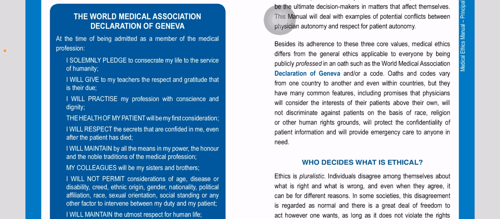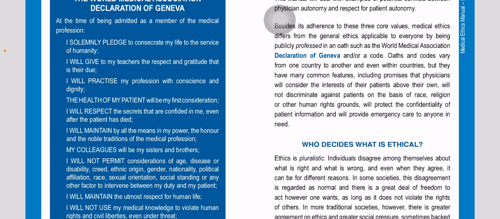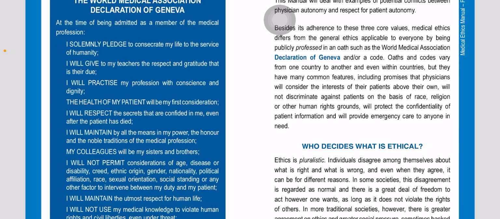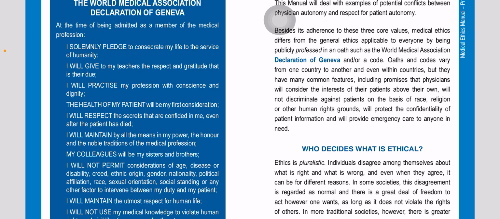At the time of being admitted as a member of the medical profession, I solemnly pledge to consecrate my life to the service of humanity. Okay? So, when you become a doctor, your duty is to serve humanity. Okay? You are a friend to mankind. I will give to my teachers the respect and gratitude that is their due. So, a sense of respect, honesty, respectability are integrated in this provision.